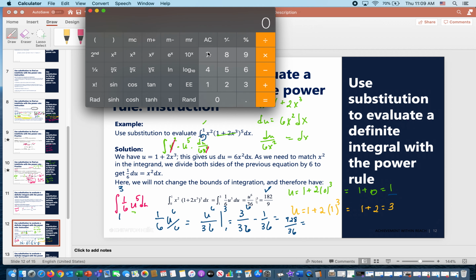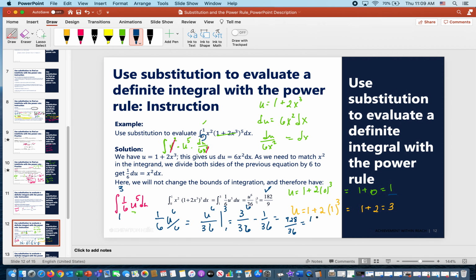Okay, so maybe I didn't do something right. Let's double check. 728 divided by 4 is 182. Okay, so I don't know what I hit or what I typed incorrectly. So our answer is going to be 182 over 9.